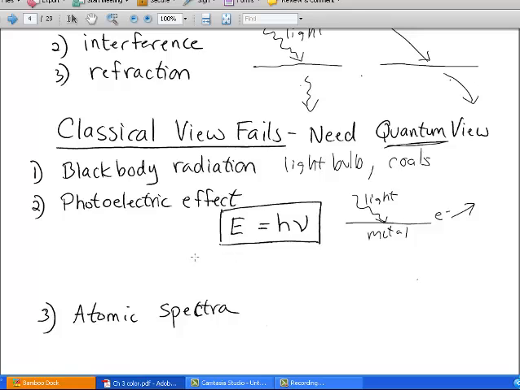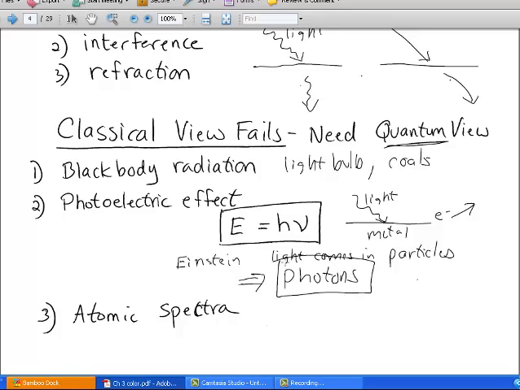And in fact, Einstein was the one who came up with the idea that light is actually a series of particles. Light comes in particles. And we now call these particles photons. So a particle of light is a photon. And this equation here gives the energy of a photon, and it's related to the frequency of the light and a constant that we will talk about in a few minutes. All right, and the third thing that's not explained by the classical view is atomic spectra.